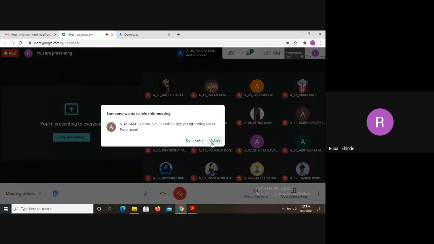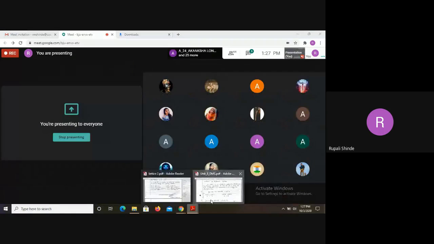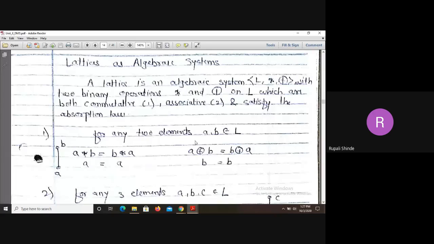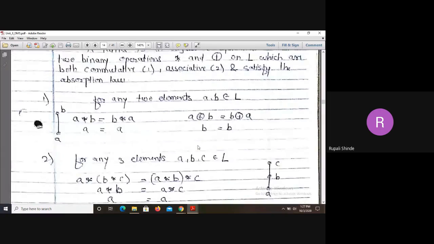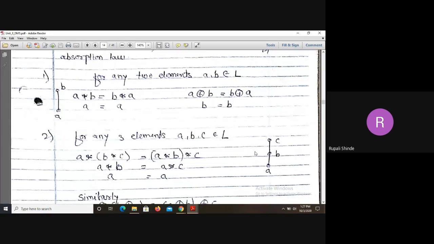Already last lecture we have seen all these proofs. Once again I am repeating here. Now the second property is associative property. For this associative property, we have to consider any three elements that belong to L. These three elements are A, B, C, and all belong to lattice L. They are represented here by using this diagram. So how can we prove this associative property?